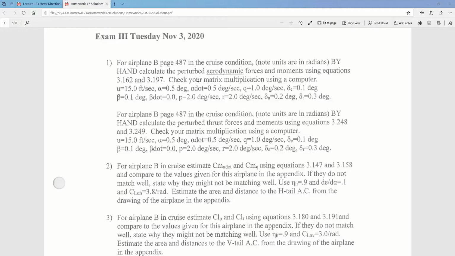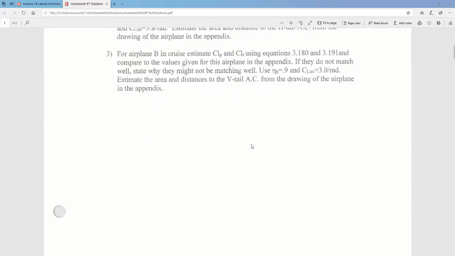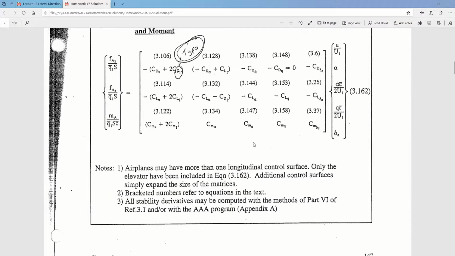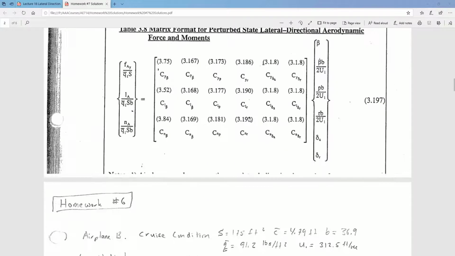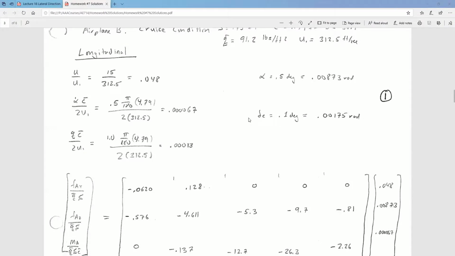These problems look at Airplane B, and we're calculating perturbed aerodynamic forces and moments. So really, this is just your ability to convert, plug in numbers, and check with a computer. I want you to do this by hand and also put the matrix into MATLAB or Maple. So the first thing to check, here's the longitudinal. We have to calculate all of these values in this column. So check that first, and then we'll come back to the lateral directional.